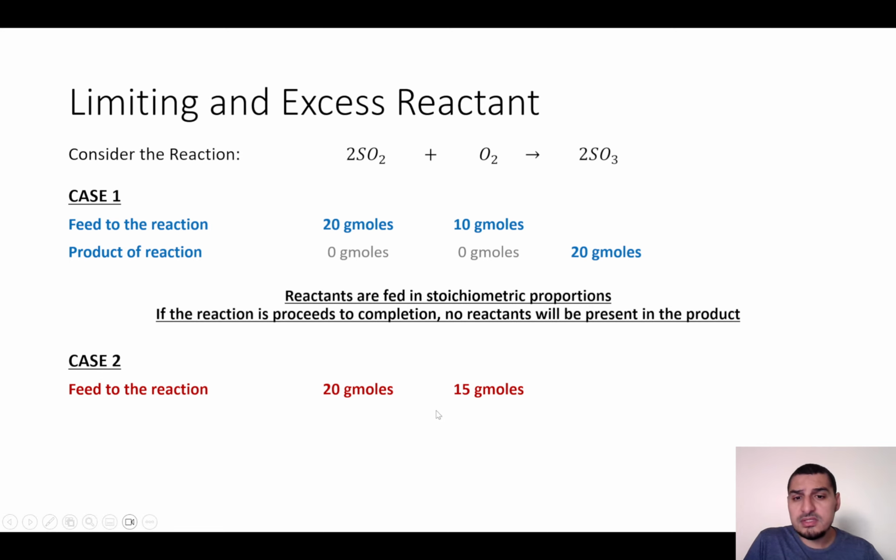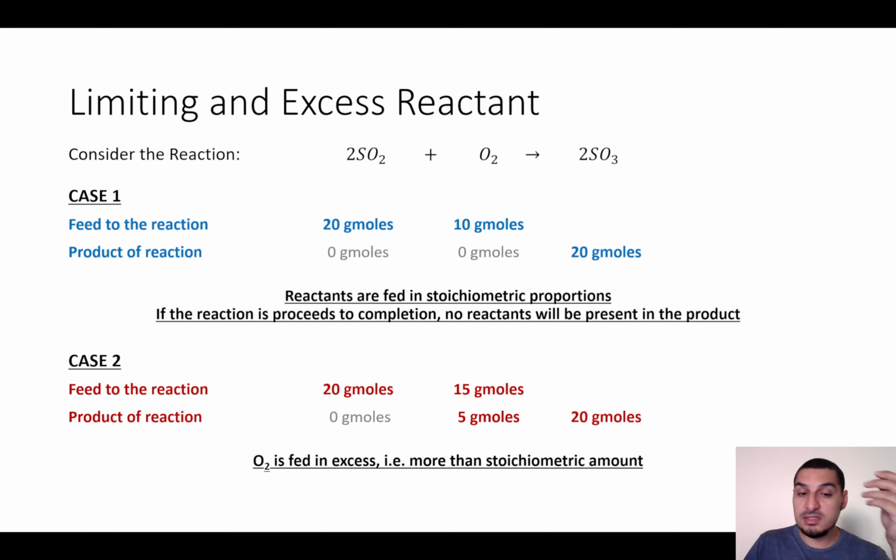So if I have these ratios, or the amounts fed to the reaction, then what will happen is the 20 gram moles will react with only 10 gram moles. This is what I was just saying: the ratio is 2 to 1, so the 20 gram moles of SO2 need only 10 gram moles. So I have 15. What will happen is that 10 will react and 5 will be left over after the reaction is done. They are not reacting, because they don't have any more SO2 to react with. And the product would be 20 gram moles of SO3 and 5 gram moles of oxygen.